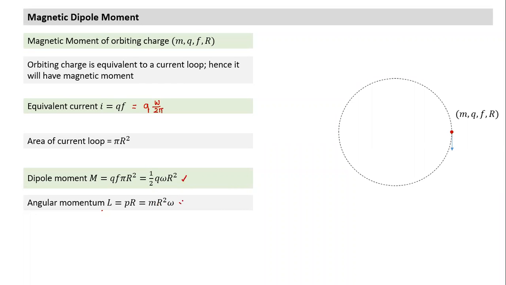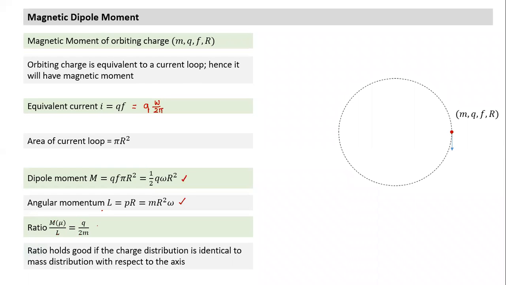Why are we calculating angular momentum? There's a reason. When we find the ratio of magnetic dipole moment to angular momentum, where the magnetic dipole moment is mostly written with capital M, but some books also use the mu term, so either of these is used to refer to the magnetic dipole moment. When I take the ratio of the two, I get a value equal to q by 2m. Q being the charge, m being the mass. The term related to charge comes in the numerator, and the term related to mass comes in the denominator.